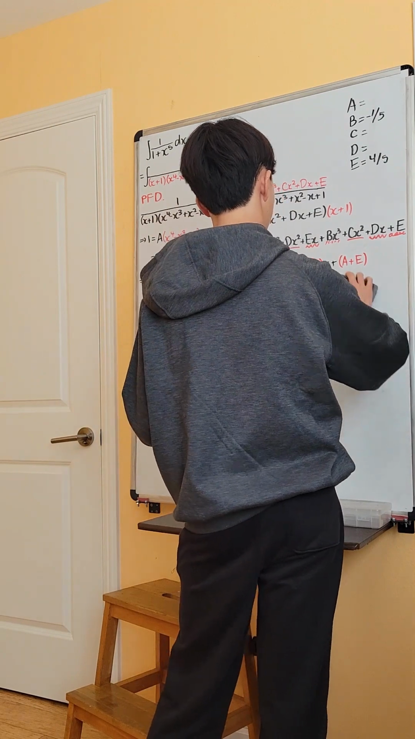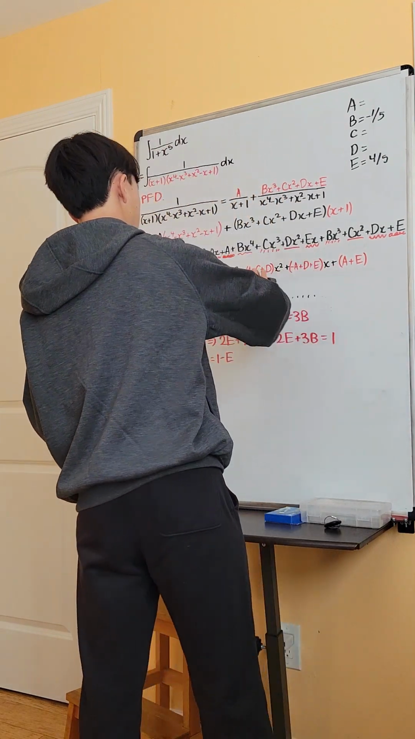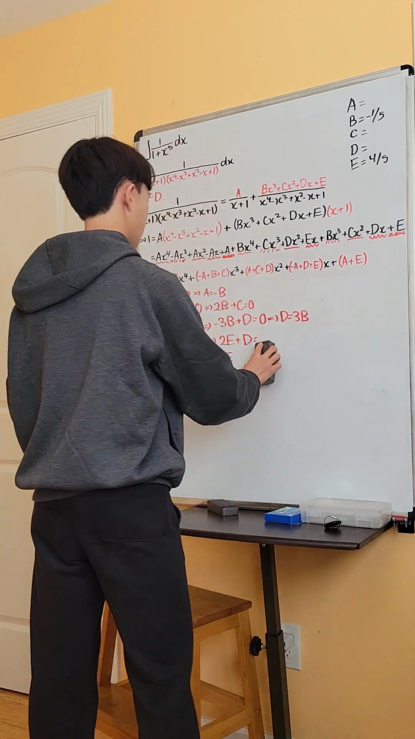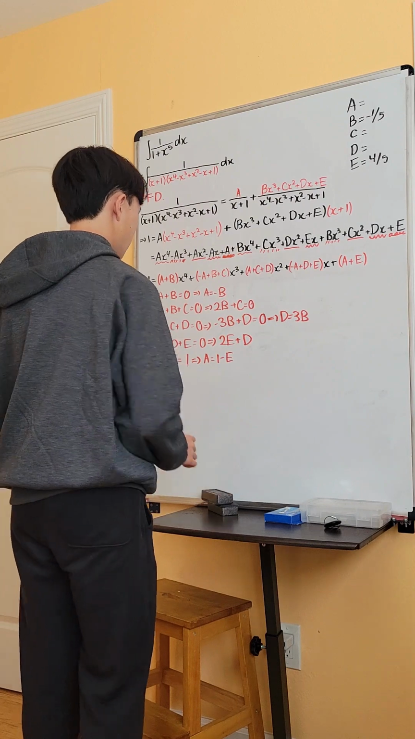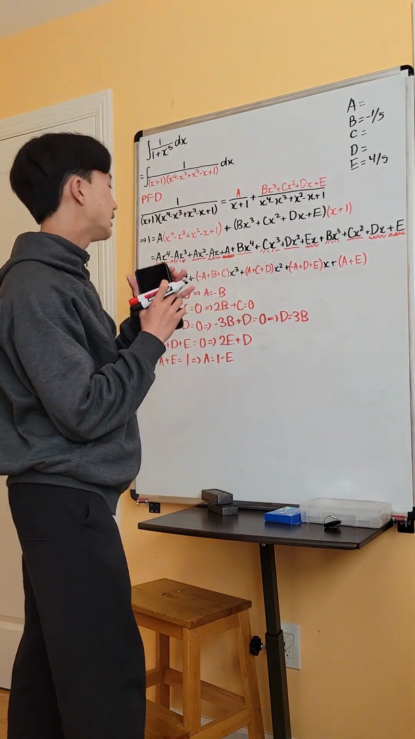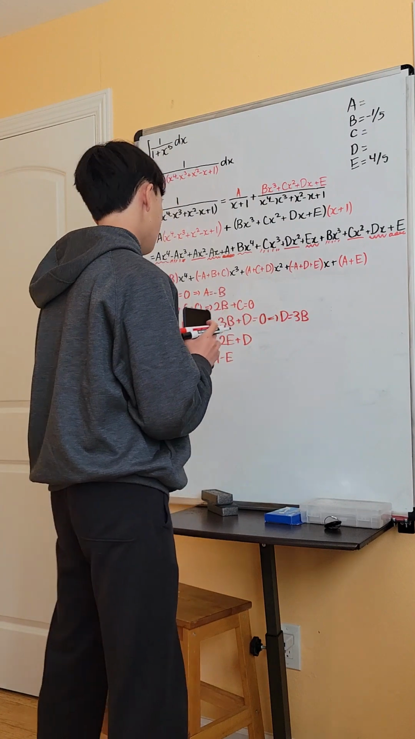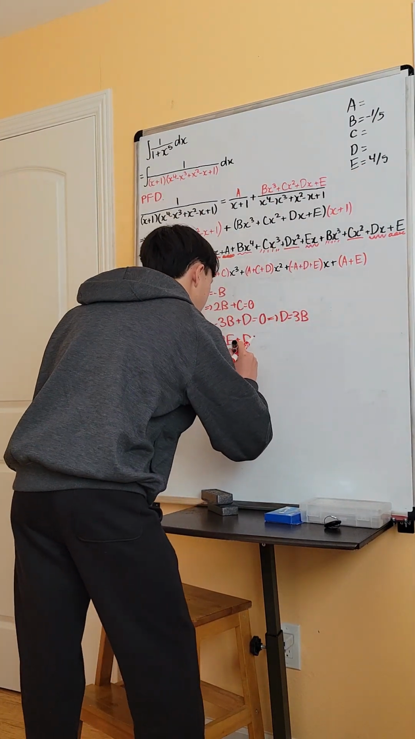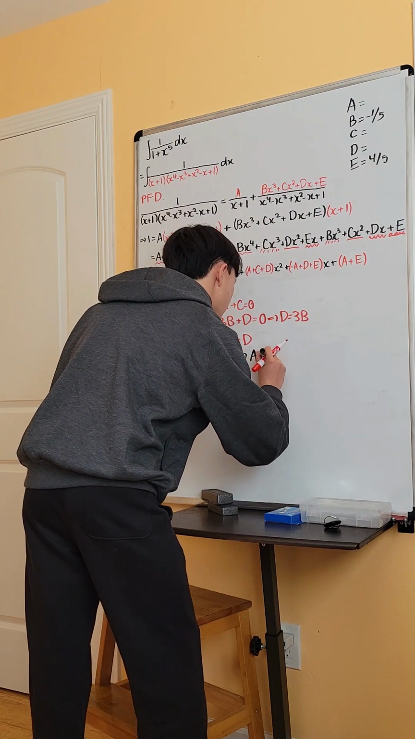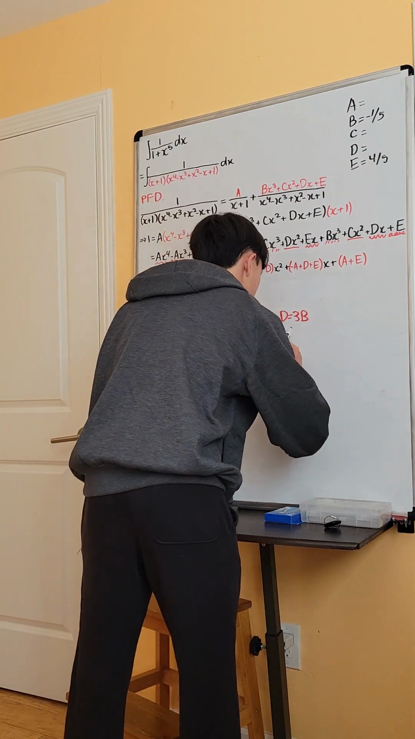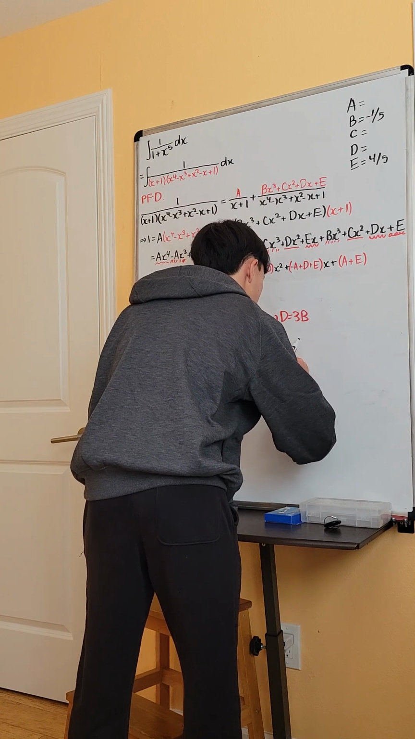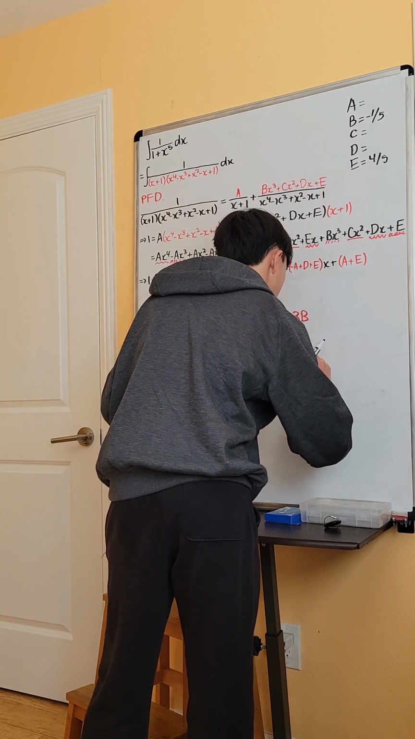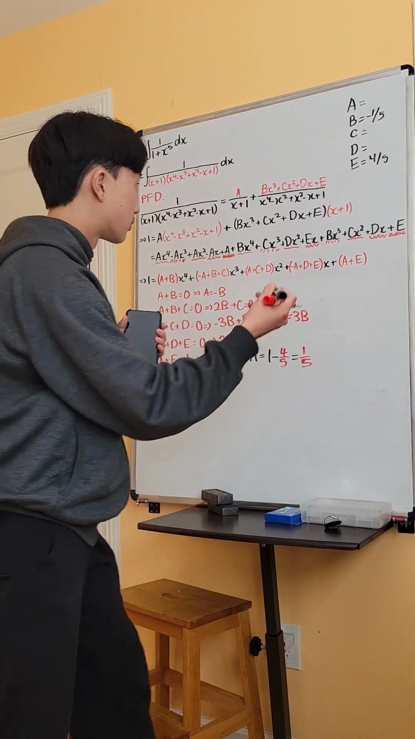Okay, so now we have E and B solved for. We no longer need any of this, and this either. So, since we have E, we can also just solve straight for A, right? So plug in 4/5 into here, we get A is equal to 1 minus 4/5, which is just equal to 1/5. So we get A is equal to 1/5.